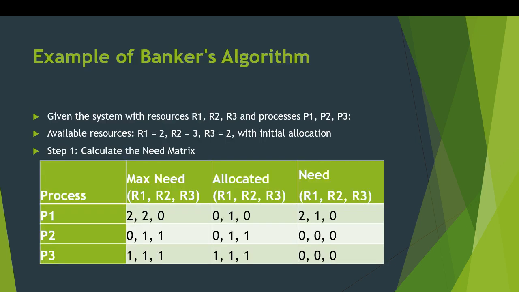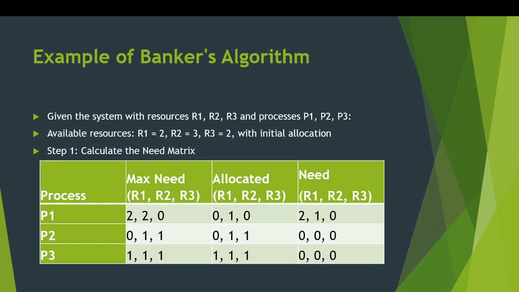Now let's look at a very simple example to understand how Banker's algorithm works. So we have a given system with resources R1, R2, R3 and processes P1, P2 and P3. Now the available resources for each resource instance: R1 is 2, R2 is 3 and R3 is 2, with the initial allocation shown in the table.